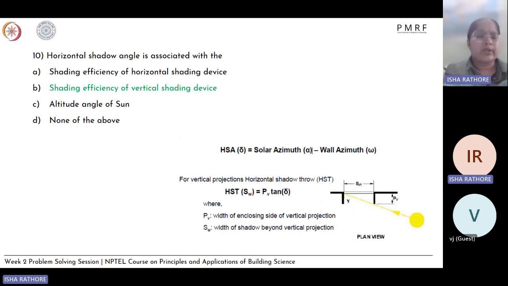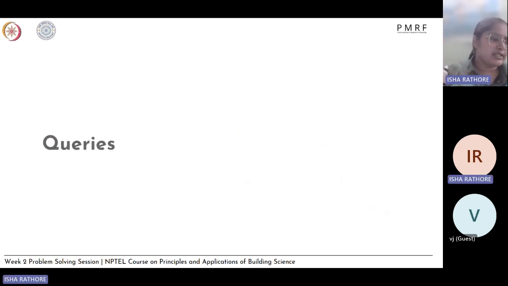We would look up the calculations of the shading device in week 3's content, particularly lecture 11. Okay, so this is all which was discussed and questions which were from the previous run of the NPTEL course. So if you have any queries or something which you did not understand throughout this problem solving session, you can just unmute yourself and ask, or you can post it in the chat box.